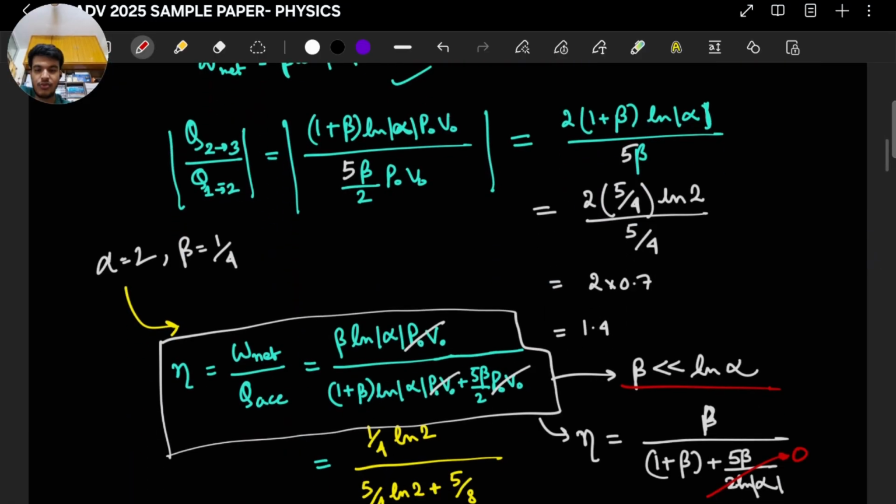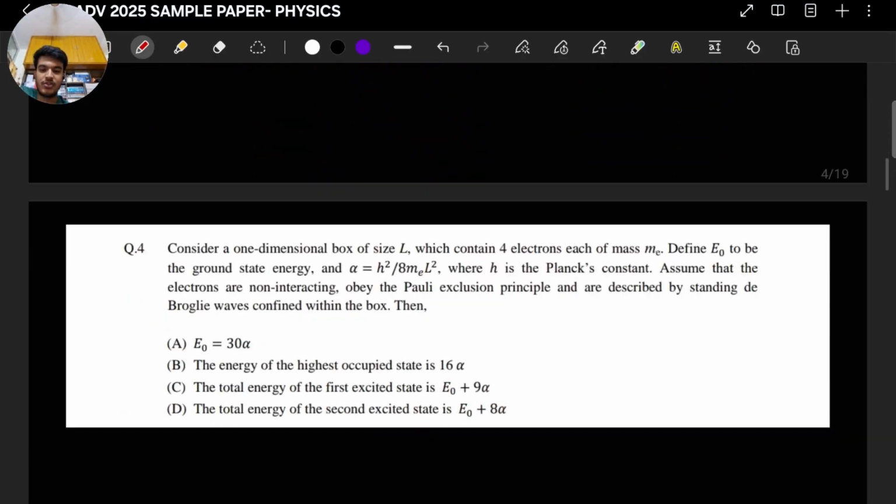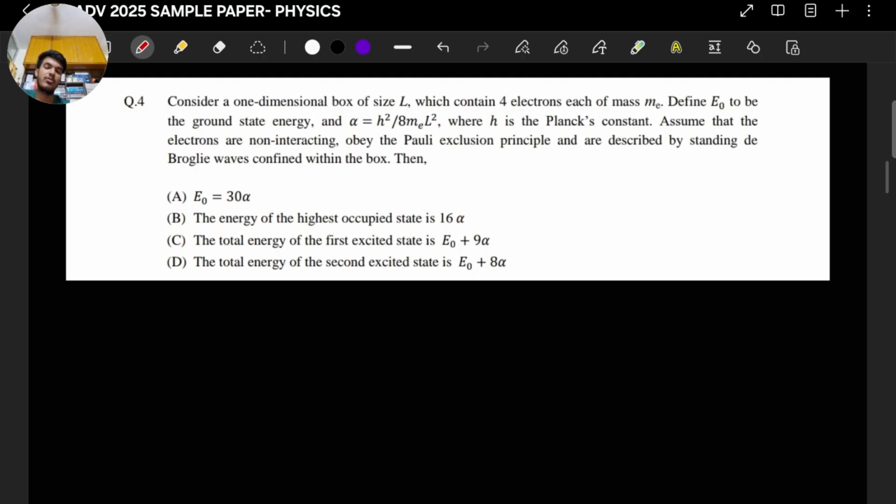So now let us move to the last question for the first section, which is single correct. Here the question says, consider a one-dimensional box of size L which contains 4 electrons, each of mass me. Define E naught to be the ground state energy, a given constant. Assume that the electrons are non-interacting, obey the Pauli exclusion principle, and are described by standing de Broglie waves confined within the box.